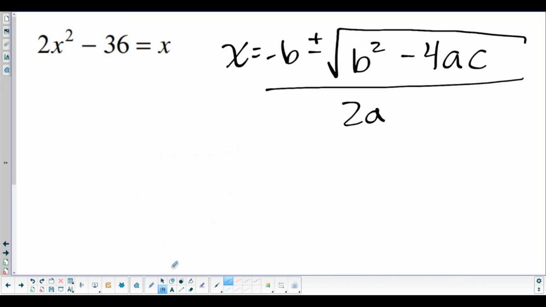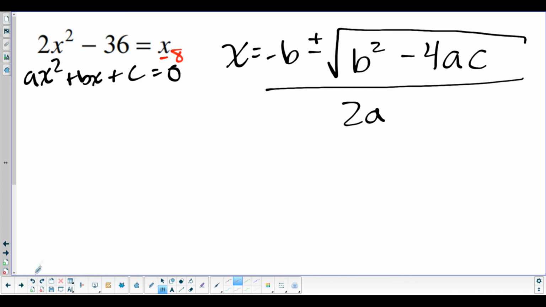So for this problem, I need to set it up so that it's in standard form, ax squared plus bx plus c. That's where we get these values a, b, and c from. And so this equation is close. However, the x is on the right-hand side. In order for it to be in standard form, everything needs to be on the left, and it should be equal to 0. And so I'm going to subtract x from both sides.